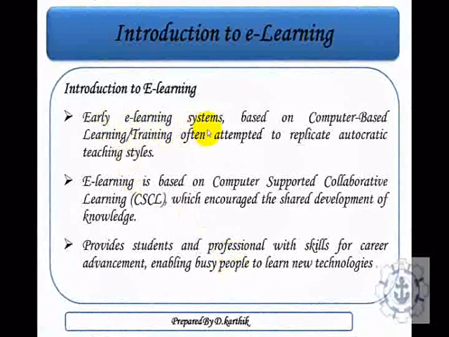Now every e-learning system based on computer-based learning or training often attempts to replicate autocratic teaching styles. So early e-learning systems were based on computers, which tried to resemble the teaching styles of earlier teachers. So e-learning is based on computer-supported collaborative learning. Once again, I repeat, e-learning is based on computer-supported collaborative learning. In short, we can call it CSCL, which encourages the shared development of knowledge.